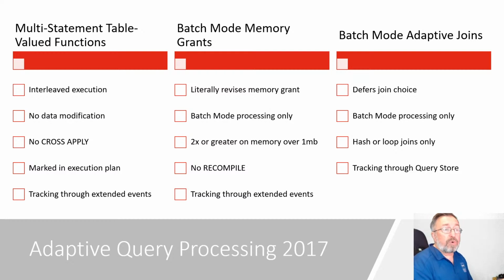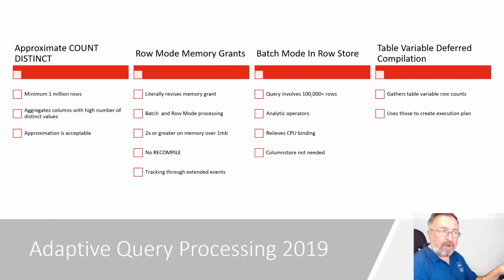You can track it through the query store. You can see what's going on there, and you can see it in the execution plan. And we'll show you how it works inside the execution plan. I'm not going to do the demo right now. I want to talk about the 2019 stuff too.